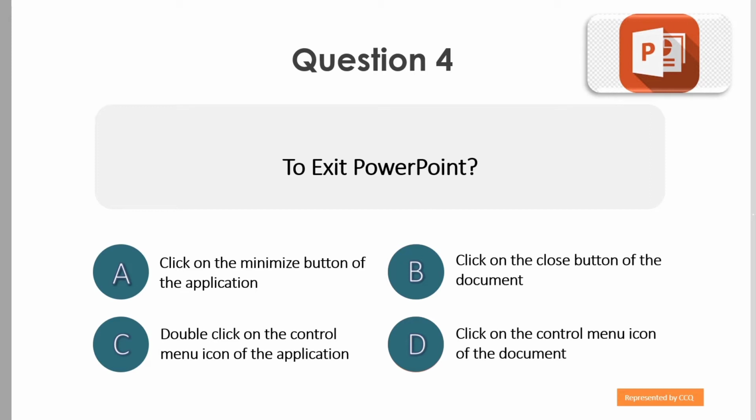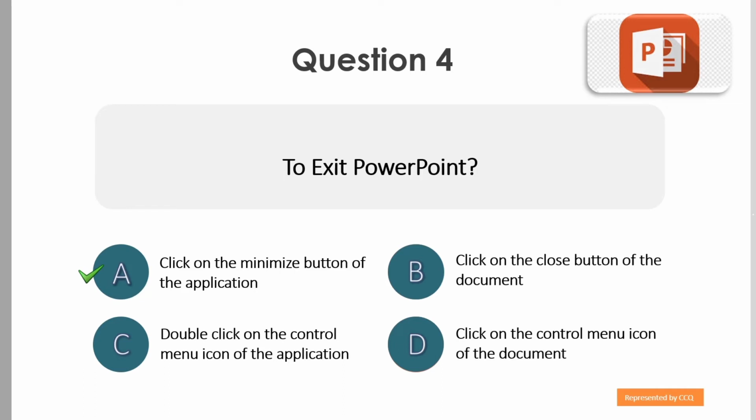So fourth question is to exit PowerPoint. So click on the minimize button of the application, double click on the control menu icon of the application, or click on the close button of the document, or click on the control menu icon of the document. So the correct answer of this question is click on the minimize button of the application. Okay, A option is correct.